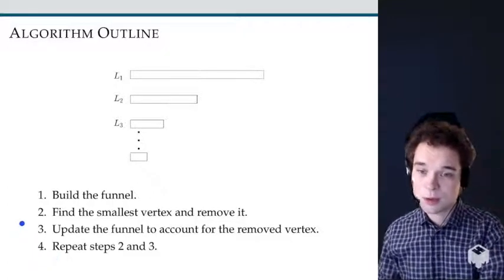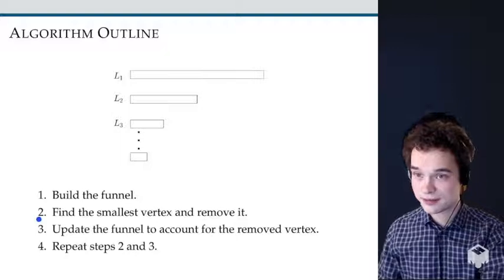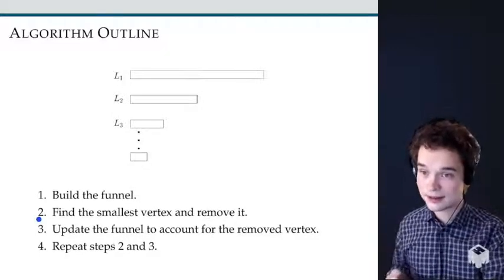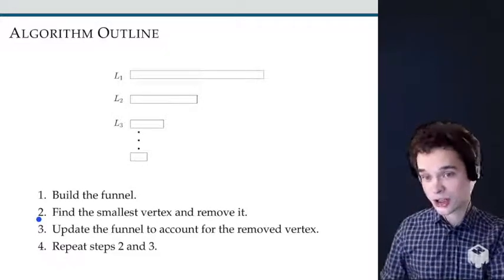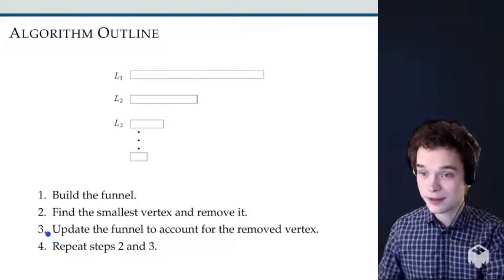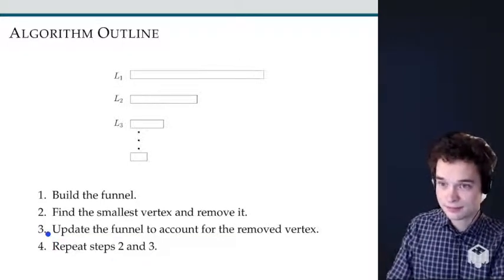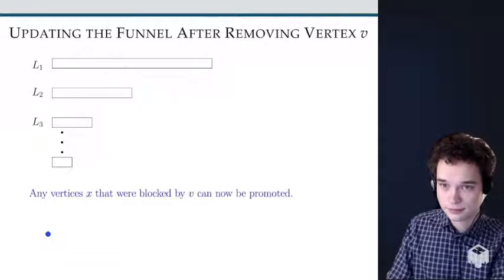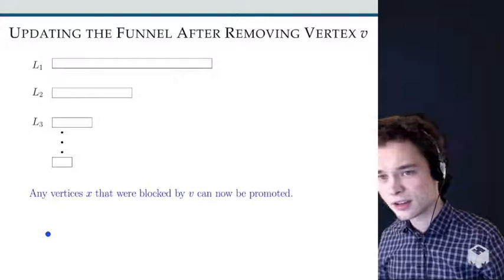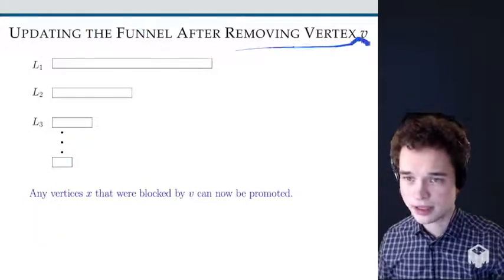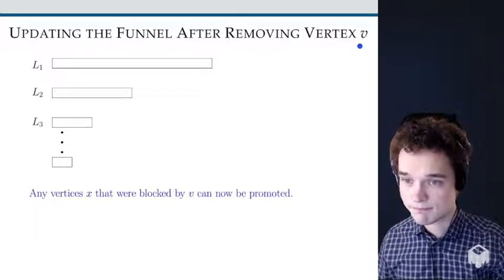Okay, so now we've found the smallest vertex, and we've removed it, but we need to update the structure of our funnel to account for the fact that we've just removed that vertex. How do we do that? So let's say that the vertex we just removed is called V.